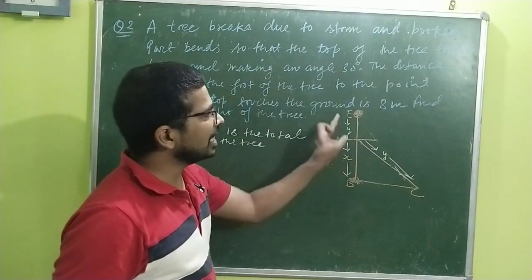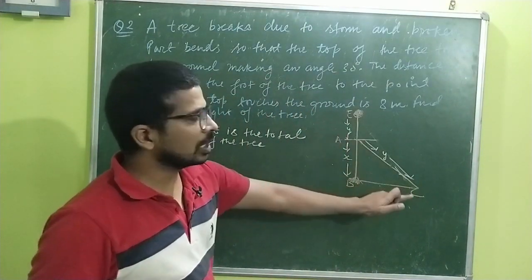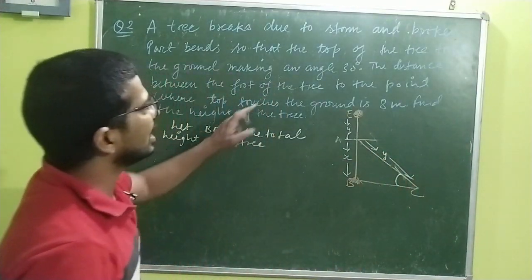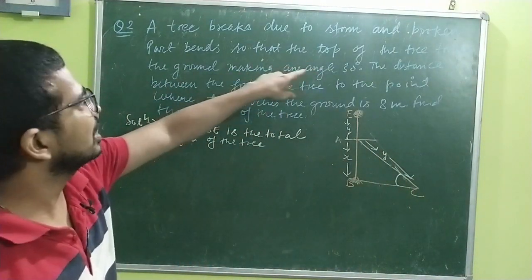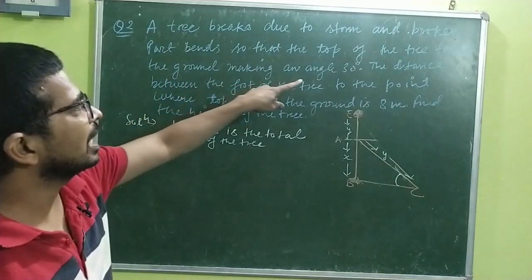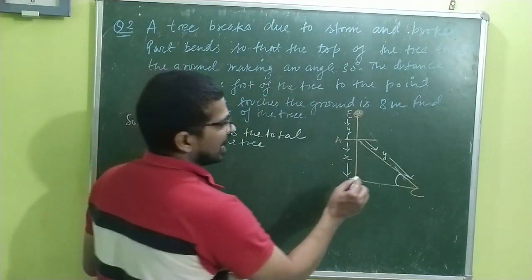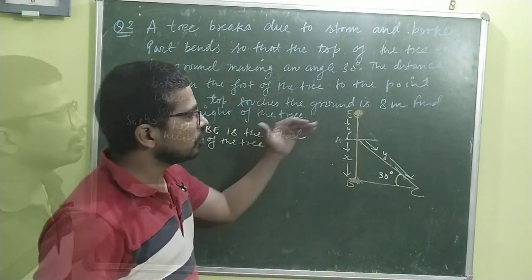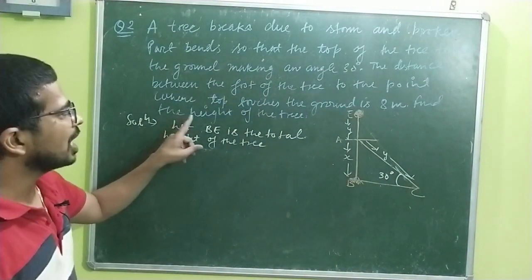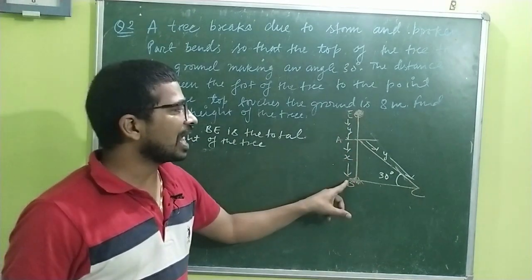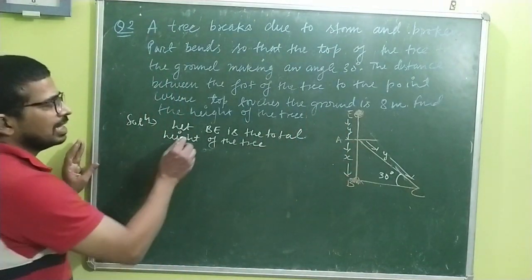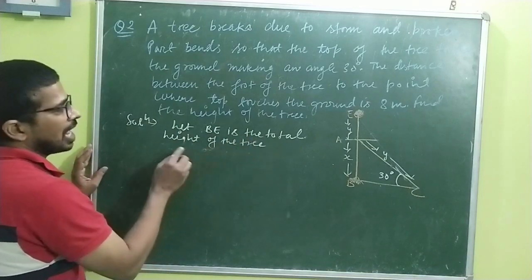Because AE is the broken part, which is equal to AC. Okay, and what is the angle saying? The tree touches the ground making an angle of 30 degrees. So the angle of elevation is 30 degrees. Now I have to find the height. What they are asking is to find the height of the tree, the total height of the tree, that is BE. Let BE be the total height of the tree.